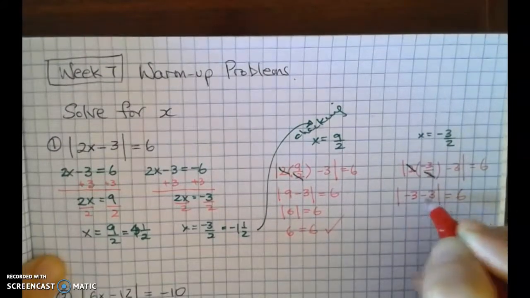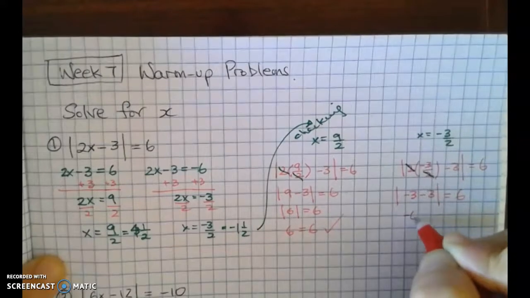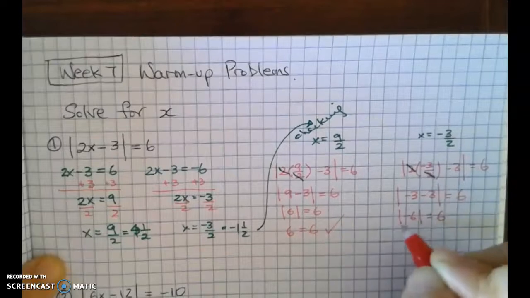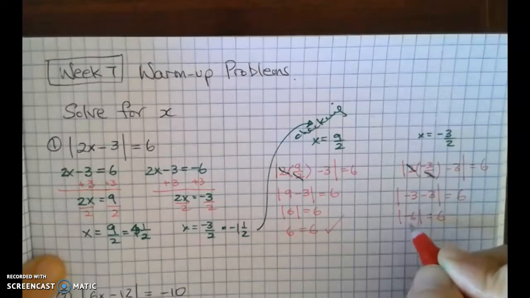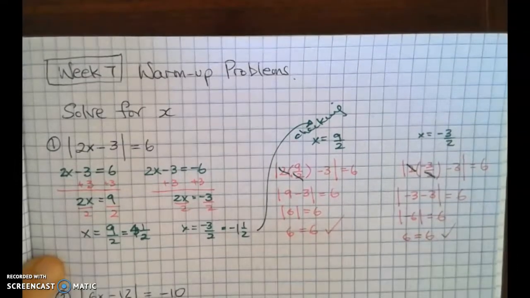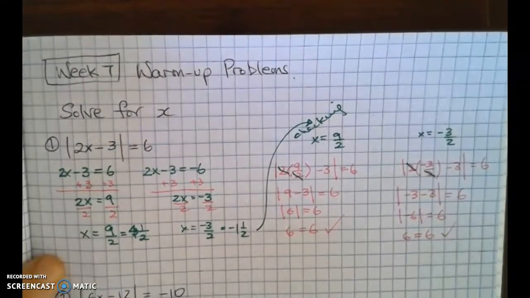Negative 3 minus 3 is just negative 6. Again, the absolute value symbol is still there because we have not applied it yet. But now we're going to apply it, and this is when the symbol disappears. What is the absolute value of negative 6? That's just 6. And 6 is equal to 6, and so it checks out. Okay, so that was question 1.